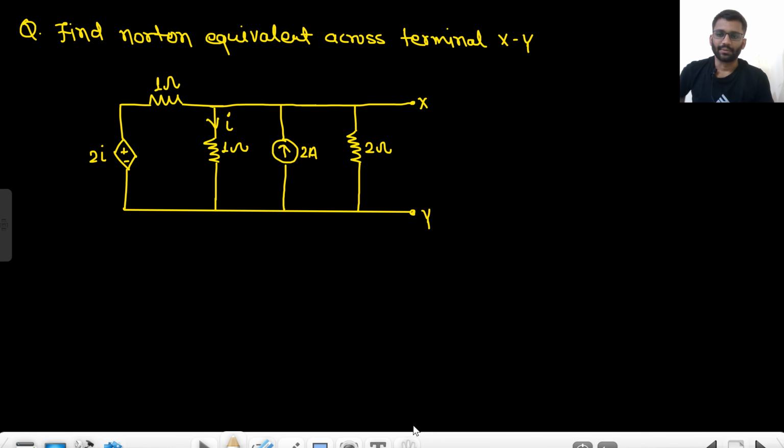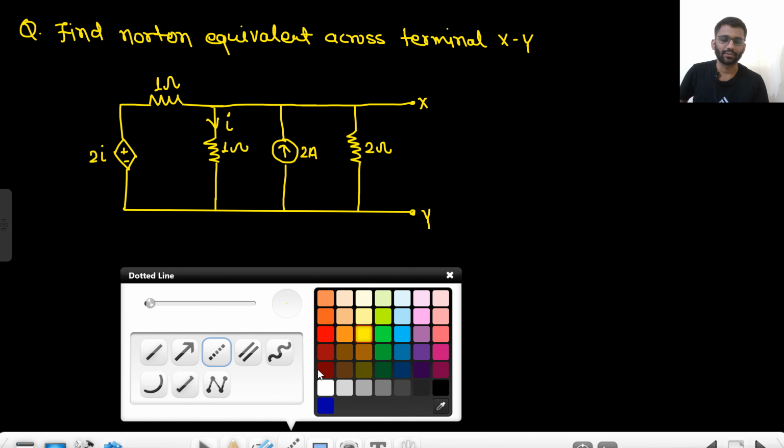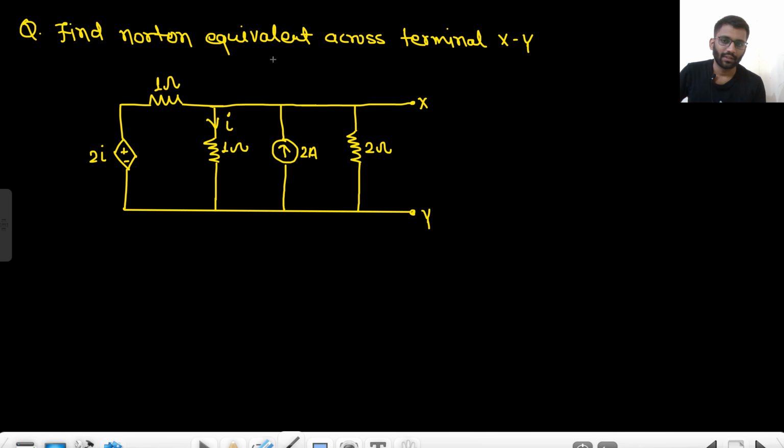Okay. So we have seen this question previously. We have to find the Norton equivalent across X and Y. We have found the Thevenin equivalent for this, right? But now we will find the Norton equivalent. So how we will find the Norton equivalent? Across the terminals X and Y, we have to short circuit. Now we will get the value of ISC. We need to find the value of ISC.